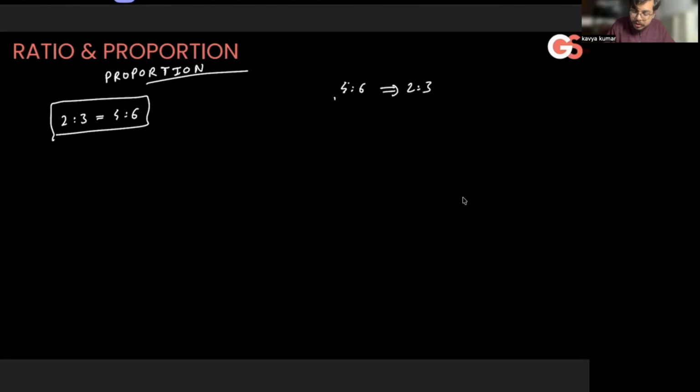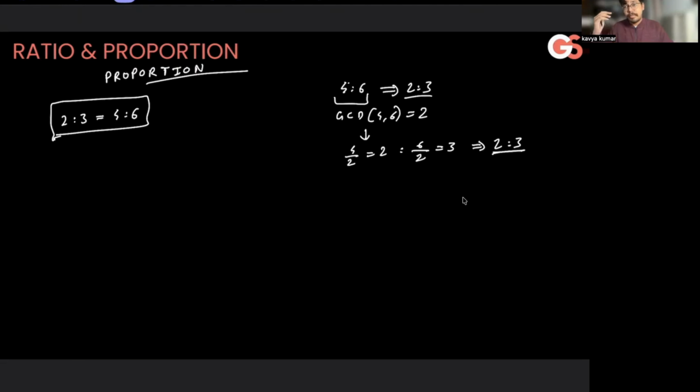How? The greatest common divisor of 4 and 6 is 2. So I can write this down as 4 divided by 2, which is 2, is to 6 divided by 2, which is 3. So this comes out to be 2 is to 3. So these both are the same thing. Similarly, if you get any two ratios, and they are equal in the simplest form, you can say they are a proportion.